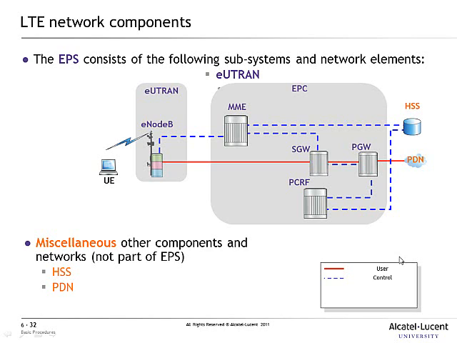Everything that's shown on the blue dotted line represents the control plane, and the data plane is the plane that goes in red here: eNodeB, serving gateway, packet gateway, and out to the PDN.